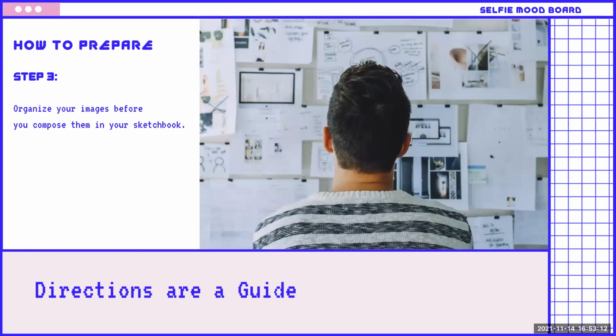Step 3, you're going to organize your images before you collage them into your sketchbook. So organize them, lay them out, figure out what fits where, and take a couple photos of the steps that you choose before you actually glue them down. And you can upload that for extra points in your assignment as well.